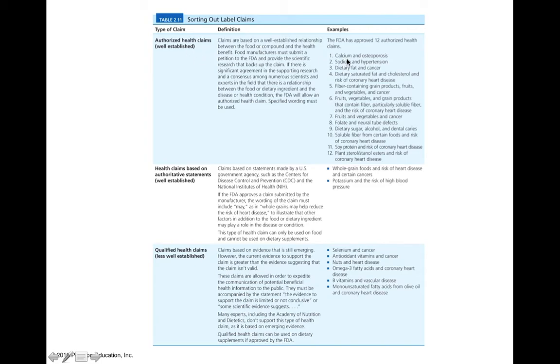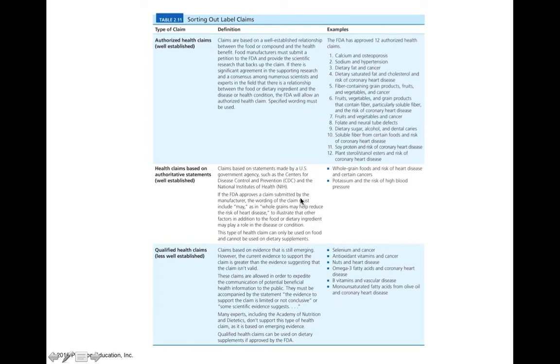Example, calcium and osteoporosis. Right? Increase your calcium, reduce your risk of osteoporosis. That's been approved by the FDA. Same thing with reducing your sodium and decreasing your risk of hypertension. Decreasing your dietary fat is going to decrease your risk of cancer, etc. So all 12 of these are authorized health claims that have actually been backed by the FDA.